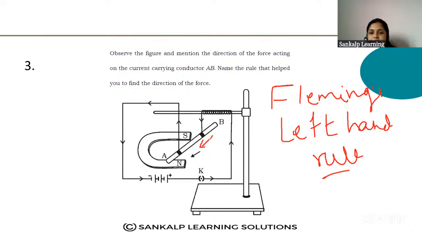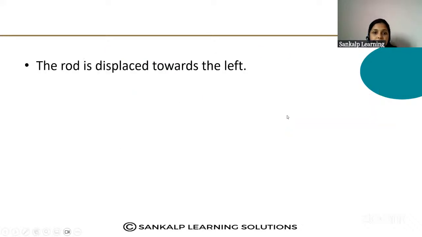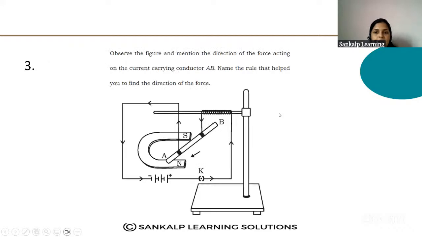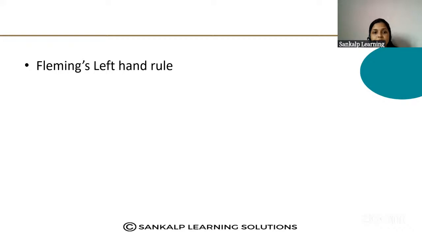Here the direction of the current is in this direction, and for the force, hold the thumb like this and find out in which direction the thumb points. Here the rod AB is displaced towards the left. So which rule have we used? Fleming's left hand rule. Very importantly, we have used Fleming's left hand rule to find this.